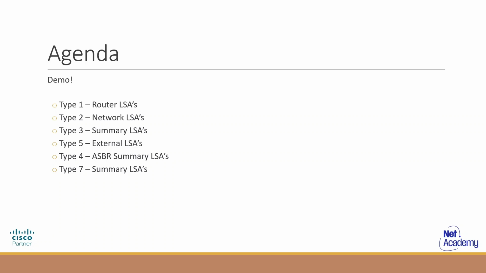So just a quick reminder on what our LSAs look like. Remember that type 1s and type 2s are intra-area traffic. Type 3s are inter-area traffic. Type 1, 2, and 3 are all your native OSPF internal routes. Type 5, 4, and 7 are all ways to deal with external routes, right? So let's just keep that in mind as we're going through, and we'll see lots of examples of it today.